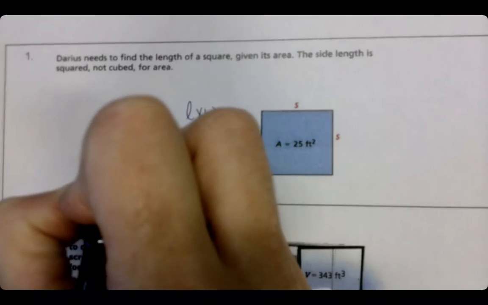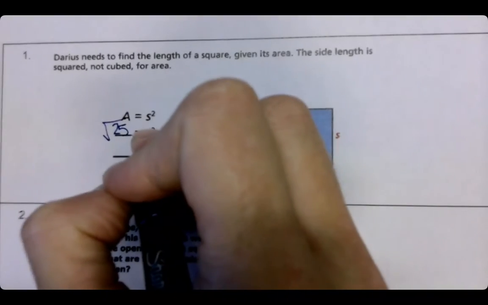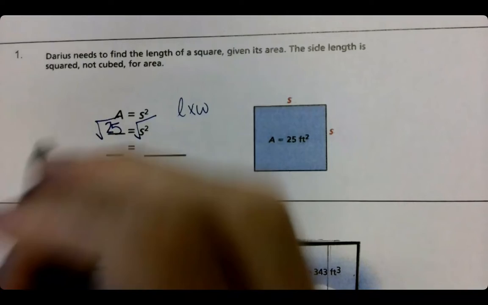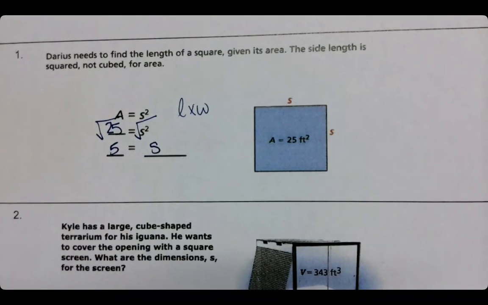Our area is 25. Now, again, I know some of you are like, Ms. Sherman, all you have to do is the square root of 25. But what I'm noticing is we can do that here, but then we may not remember what that looks like going forward. So if you take the square root of both sides, yes, you do get 5. And this side just gets you s.